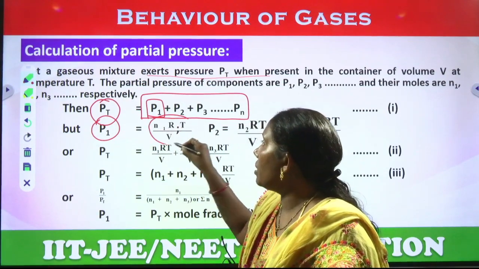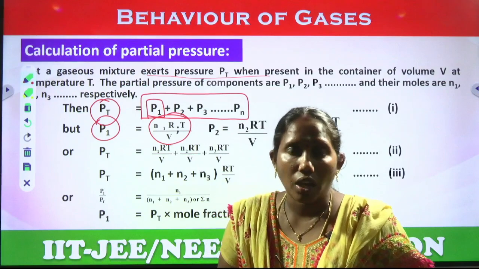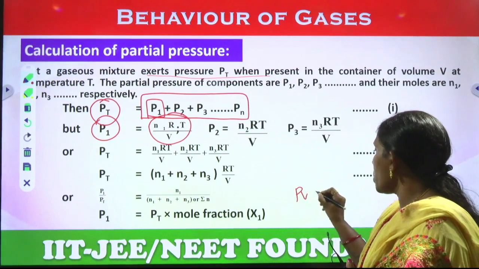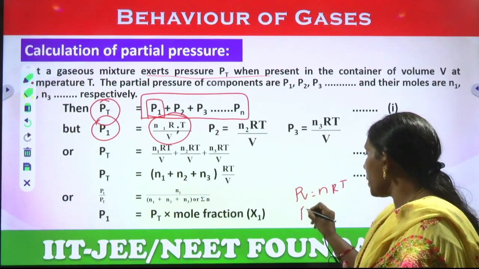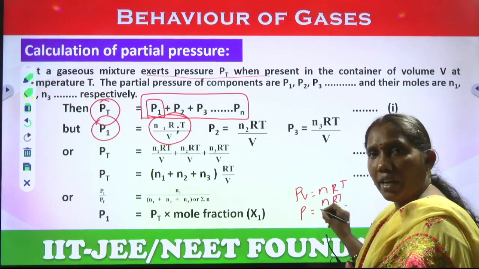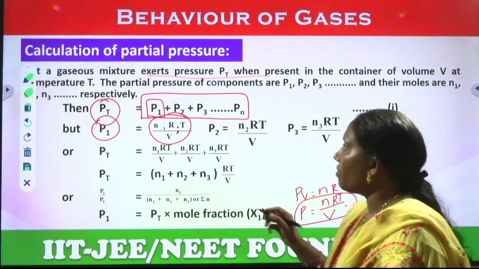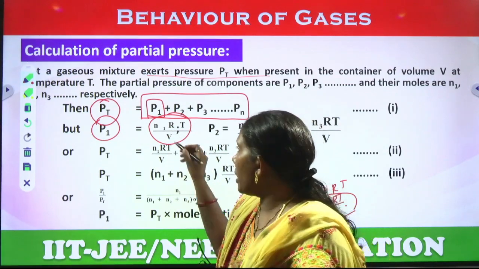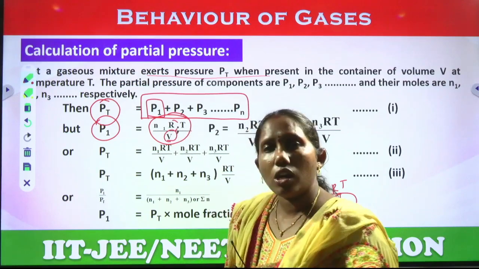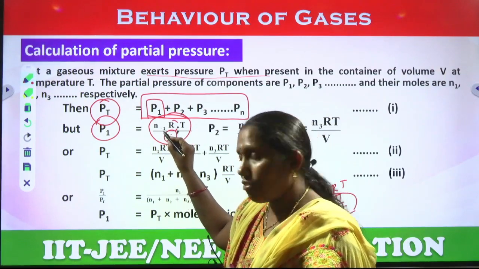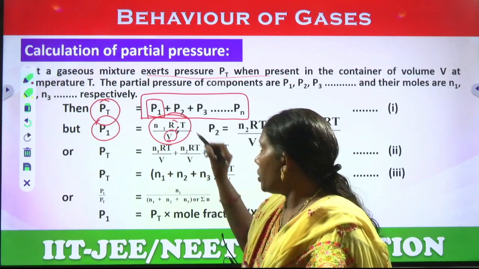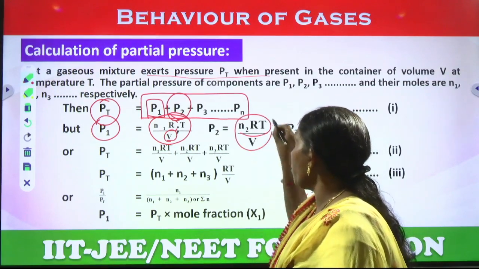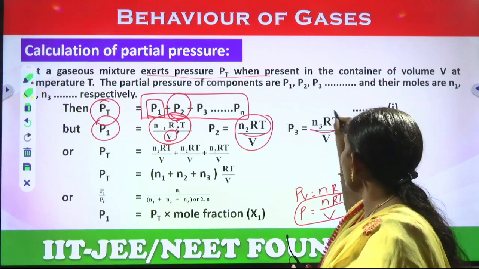Partial pressure is nothing but nRT by V, from the ideal gas equation PV equals nRT. Here we simply want the pressure, so we write it as nRT by V. For the first gas, the number of moles N1 is different, while the volume and temperature are all the same. That's why P1 equals N1 RT by V. For the second gas it is N2 RT by V, and for the third, P3 equals N3 RT by V.